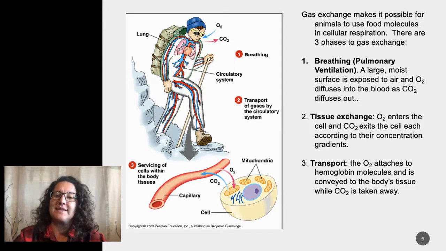We also have a tissue exchange site of respiration. This is where oxygen is going to enter the cell and carbon dioxide is going to exit the cell according to their concentration gradients. And then we have transport, where oxygen attaches to hemoglobin molecules on our red blood cells and is carried to the body's tissues, while carbon dioxide is carried from the body tissues to the lungs.